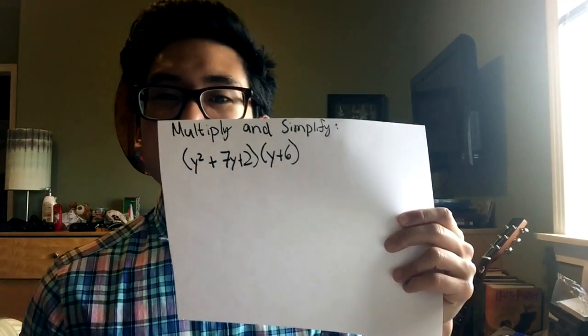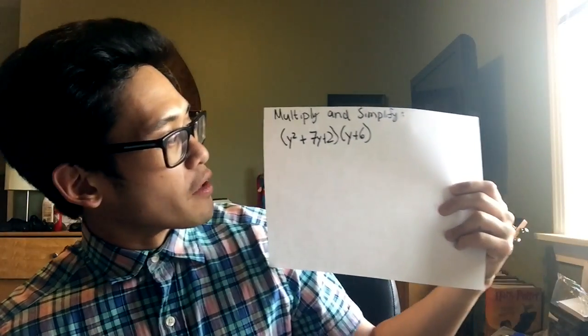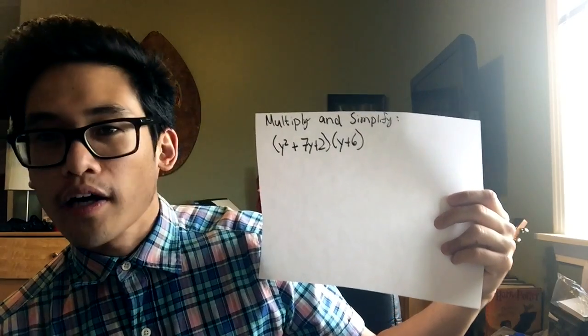So our first question comes from Sharis Visser. So I'm gonna do an easy-ish math question, but I do love math. Math is my favorite subject. But this is an easy-ish one, kind of. Multiply and simplify y squared plus 7y plus 2 times y plus 6.